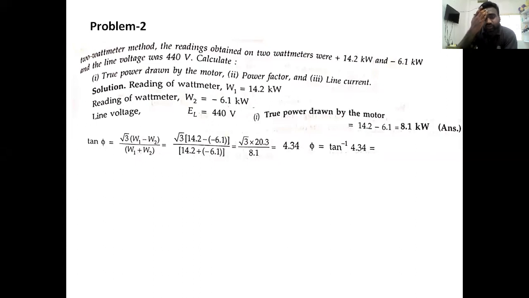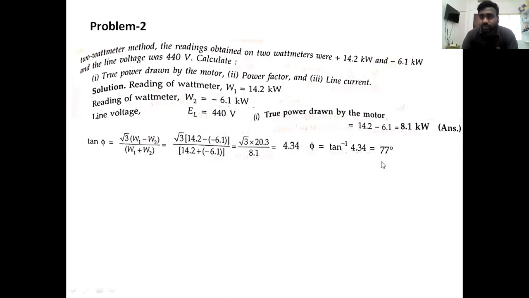77.02 degrees. Roll number 246 got 77.02 degrees. Can anyone cross verify this answer? Did anybody get a similar answer, or differ with this answer? The answer is 77 degrees, right? It's correct. So we know the value of phi. Phi is equal to 77 degrees.